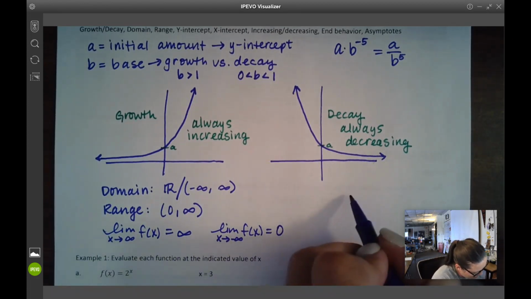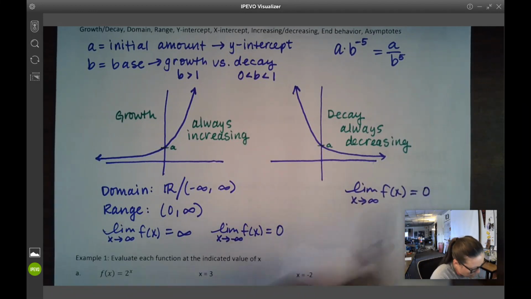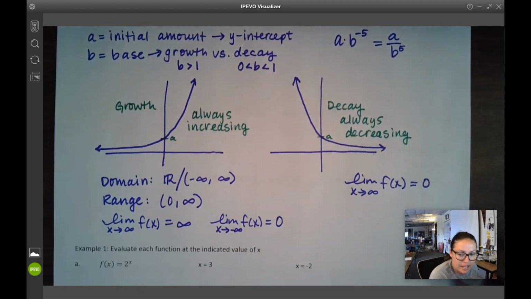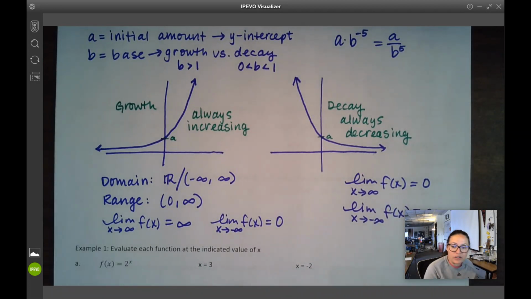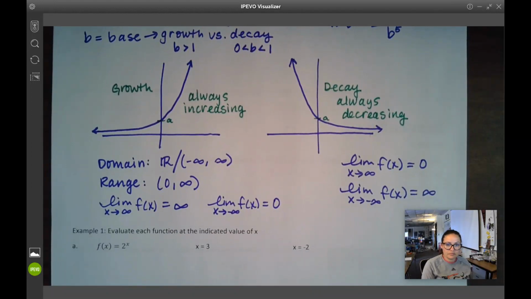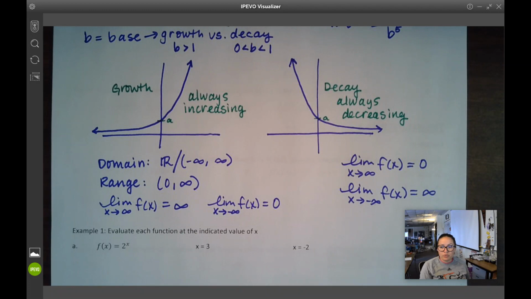And these are basically flip-flopped for decay. As x goes to infinity, the y values get closer to 0. And as x goes to negative infinity, we go to infinity. Okay, so good overview, reintroduction to everything about exponential functions. Now let's do some stuff with them.